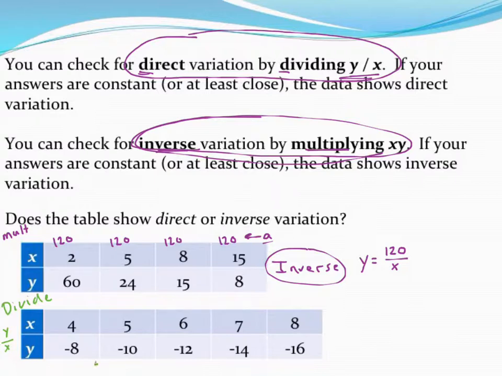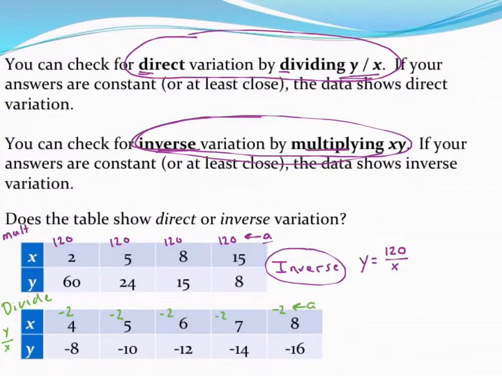So going through each one, again, we're looking for a constant. Negative 8 divided by 4 is negative 2. Negative 10 divided by 5 is negative 2. Negative 12 divided by 6 is negative 2. Negative 2, all the way down the table. Every time I divide y by x, I get a constant of negative 2.